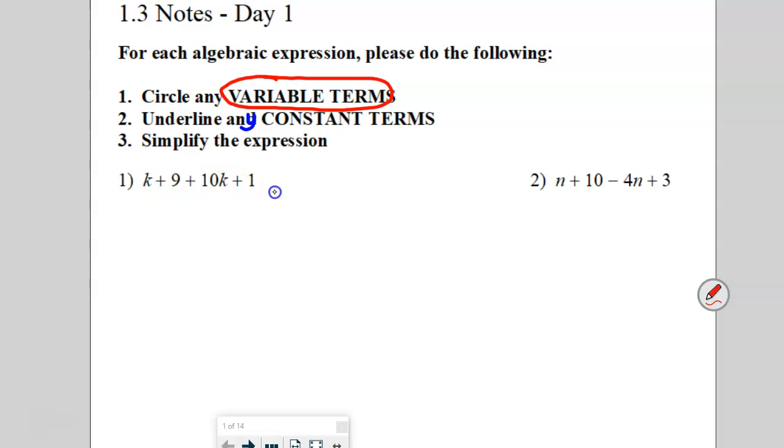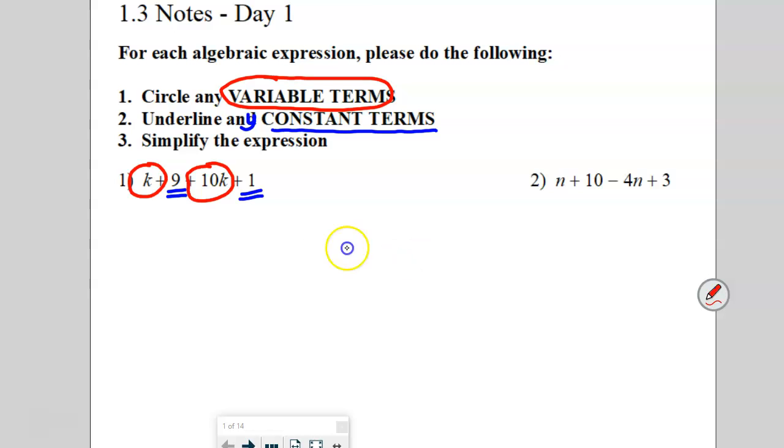When I look at my algebraic expression, any term that has a variable with it would be a variable term. The reason we call those variable terms is because depending on what the variable represents, we're going to get a different value each time. Then they want us to underline any of our constant terms. Constant terms, by process of elimination, do not have any variables, and they're going to constantly be the same value that they're provided at the beginning of the problem. So that 9 will always be a plus 9, and this one will always be a plus 1.